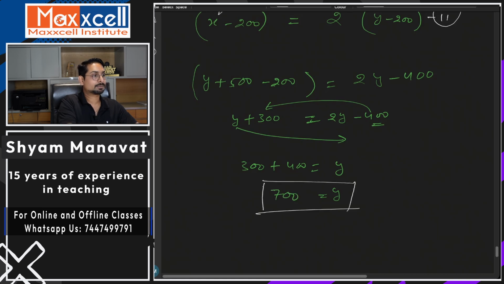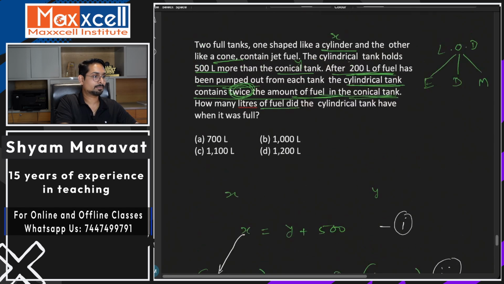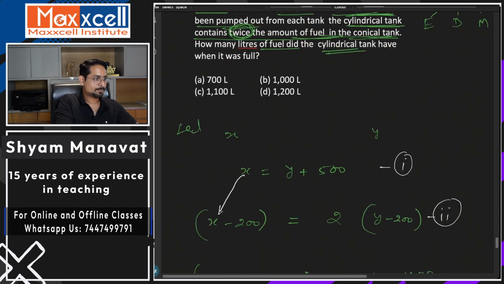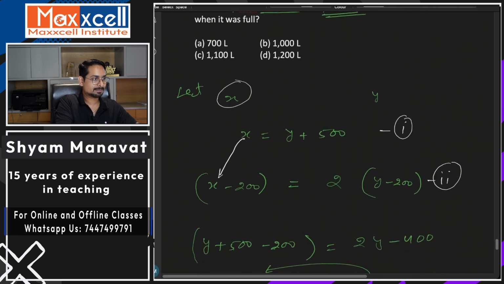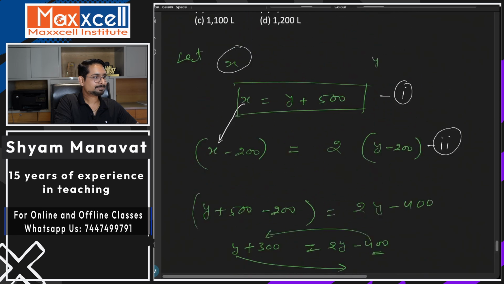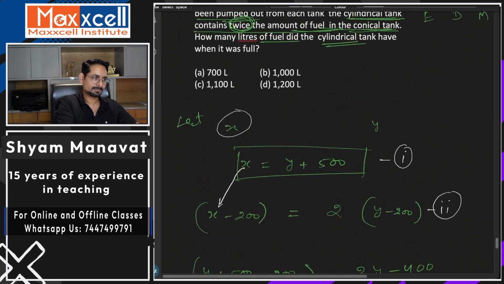But that's not the answer. The question said find the volume of the cylindrical tank, which we assumed as X. So what is the relation between X and Y? Compare the relationship between X and Y. X is equal to Y plus 500. So I get X equal to Y, which is 700, plus 500. The answer will be 1200 liters. Yes, that's the answer. Do we have this in the options?